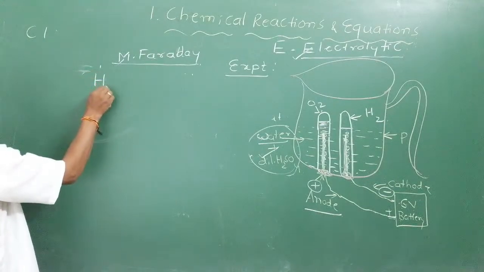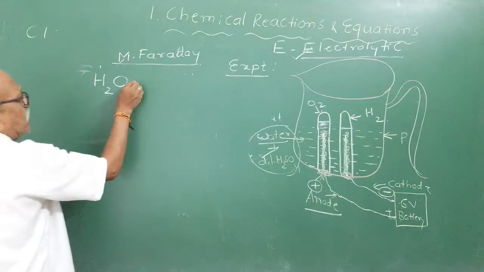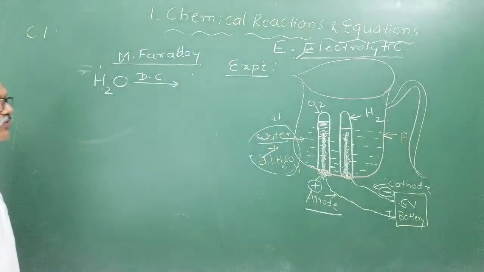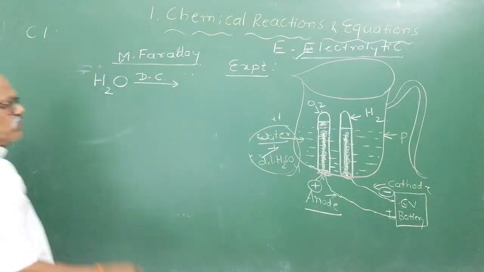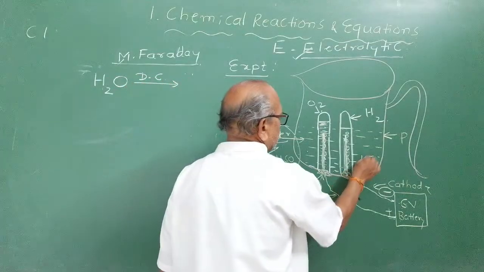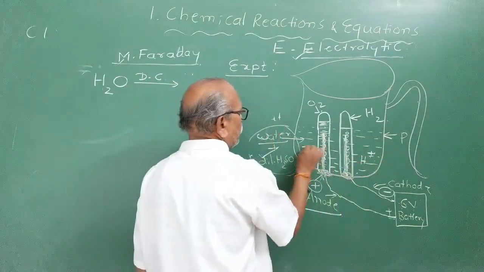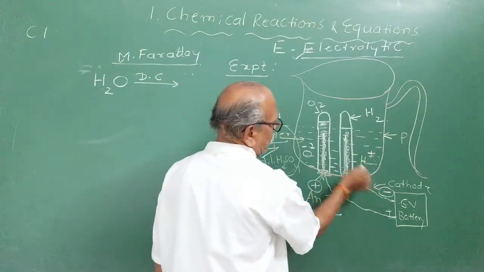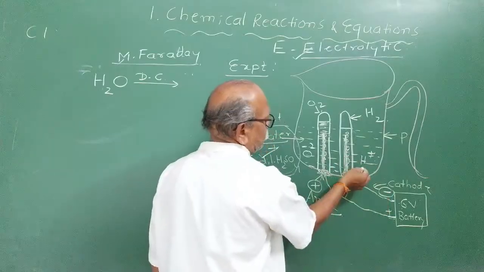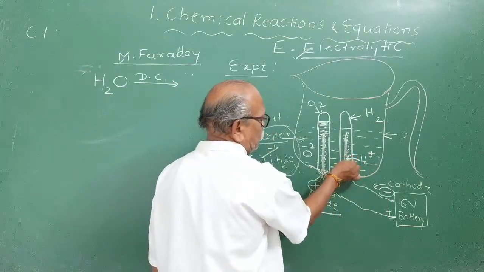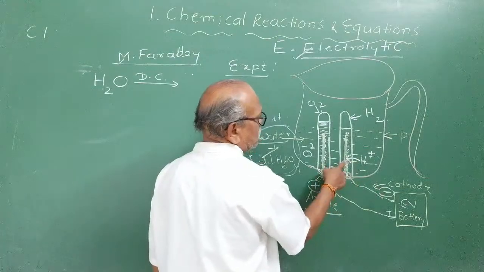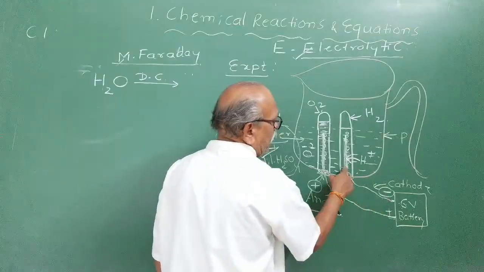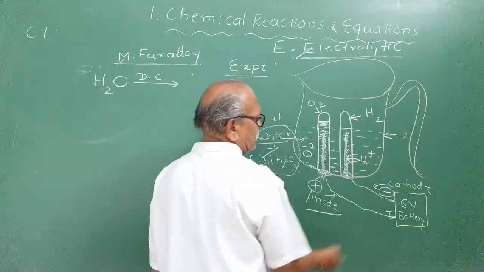Decomposition of water starts. On passing direct current through water, it will decompose. Water consists of positive H plus ions and negative O minus 2 ions. The H plus ions have a positive charge, and this electrode has a negative charge. Therefore, H plus ions are attracted towards the cathode, because unlike charges attract and like charges repel.